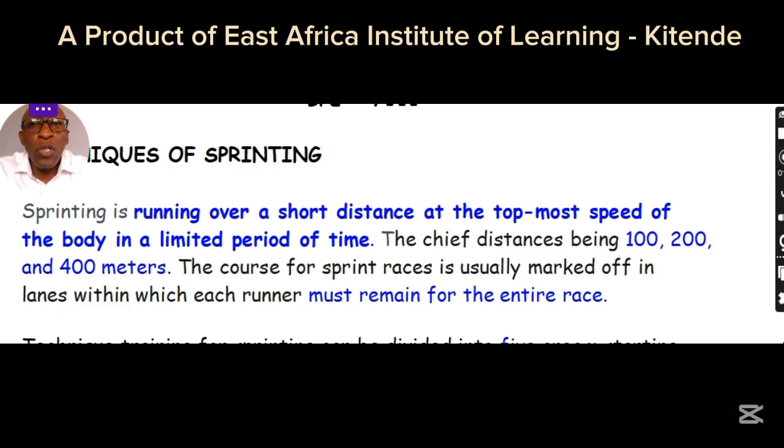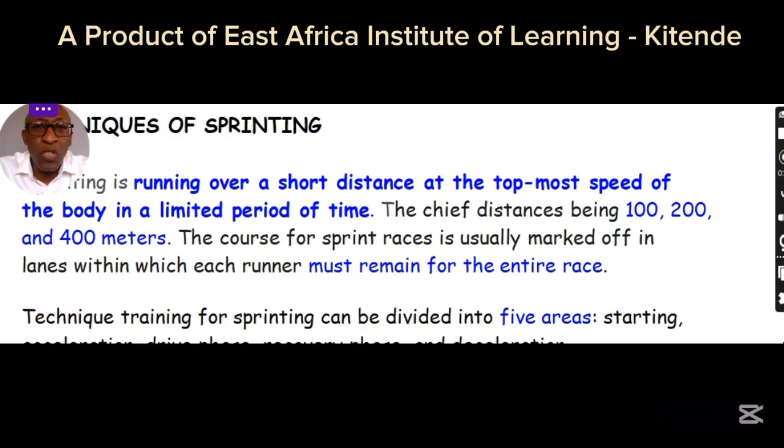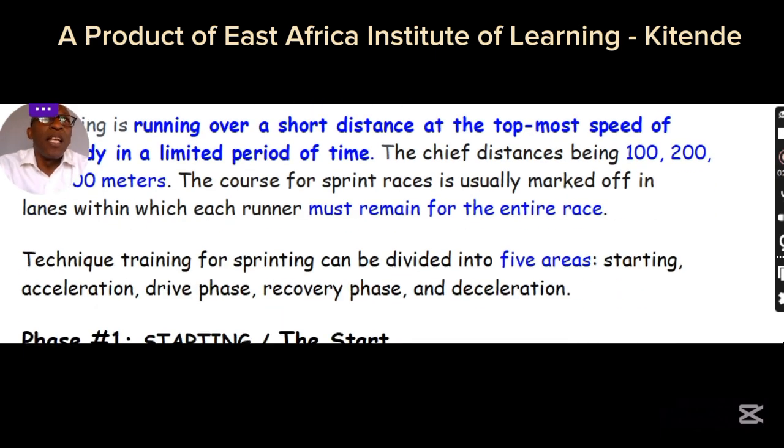Now, during all these runs, that is 100, 200, and 400 meters, the runner shall always maintain his lane. The moment a runner crosses from one lane to the other, the runner will be cancelled out of the game. Now, when training sprinting, we are going to learn that sprinting has 5 areas.